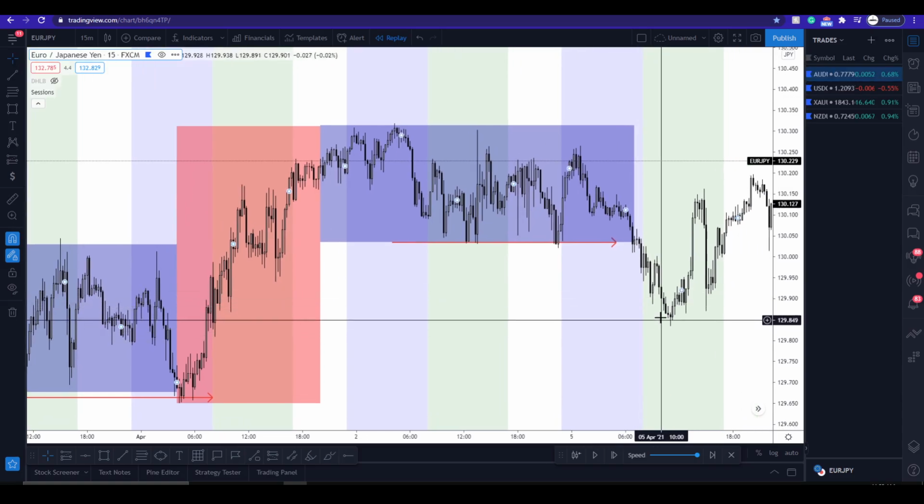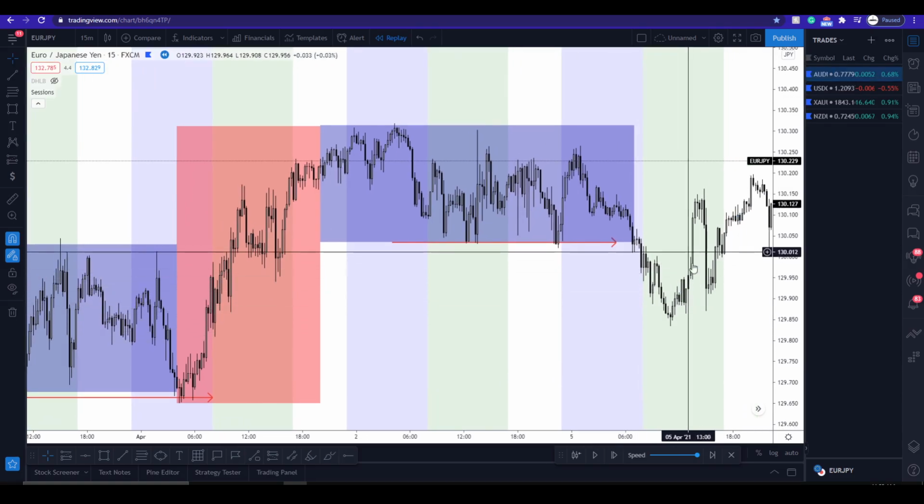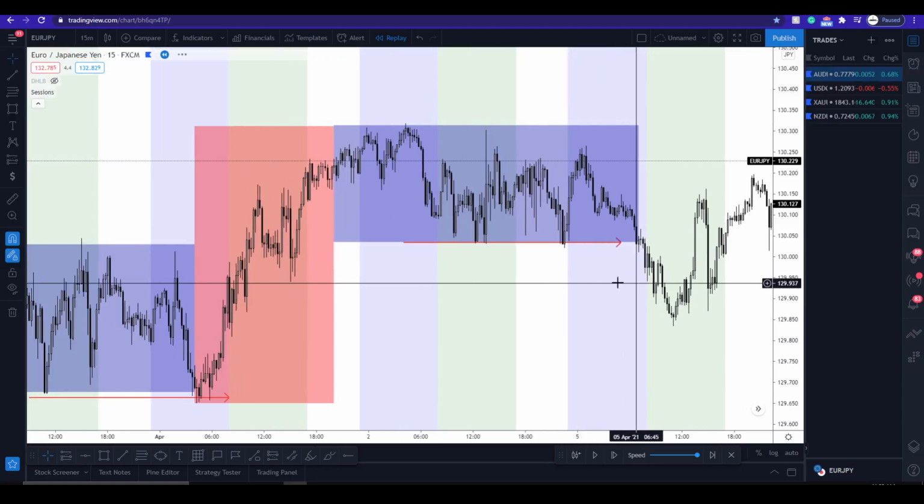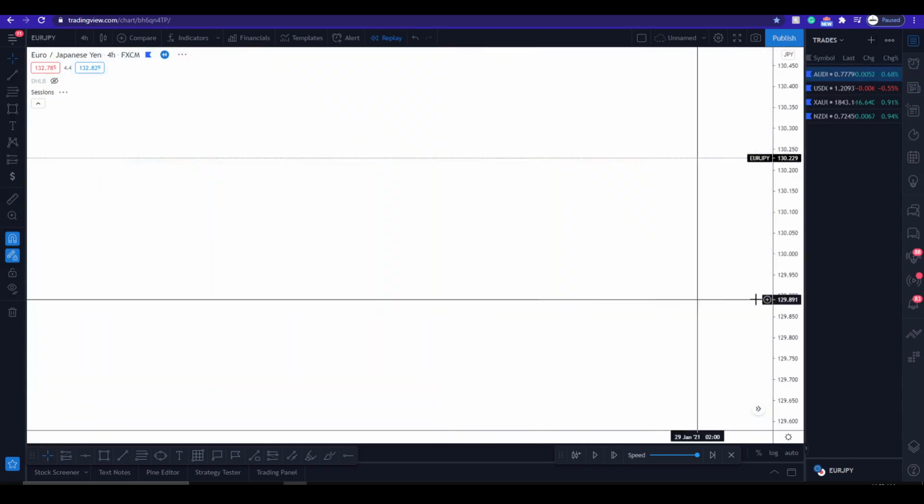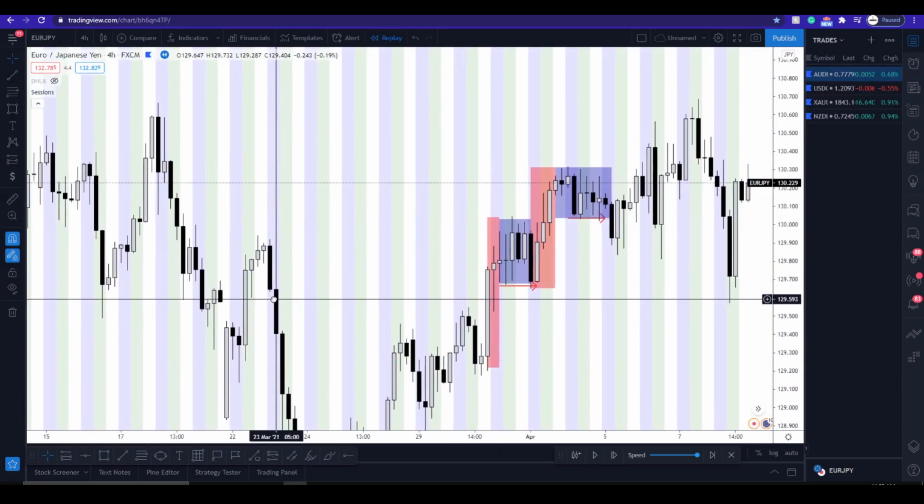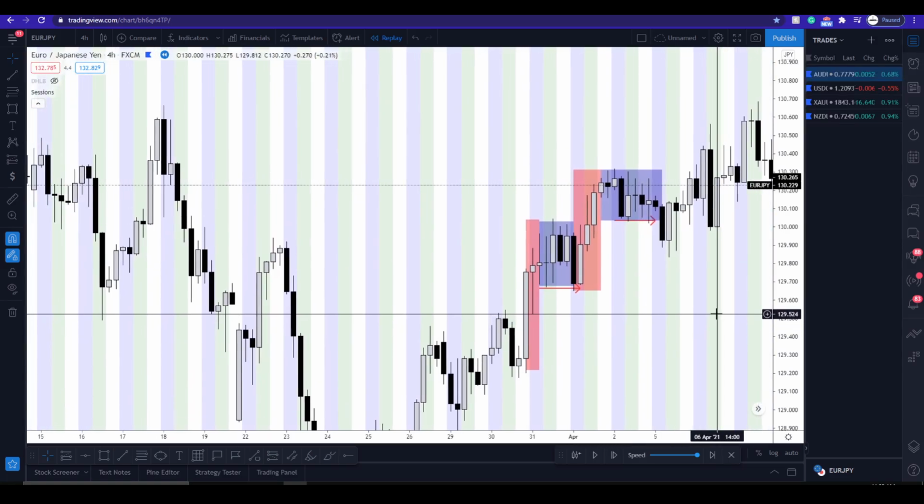Now, this is where scalpers go crazy. They're on the 1 minute time frame, buying, selling. I don't do that. I just like to stick to whatever is more clear. So I'm just on the 4H time frame at this point. I'm just looking at what the market is overall doing.